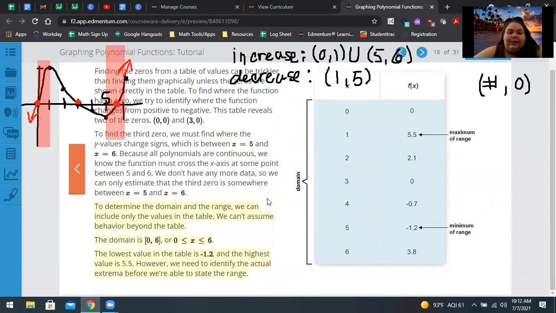So they're also going to go ahead and talk about the maximum and minimum range. The lowest point was this one right here, which is at negative 1.2. The highest point is 5.5. So me even drawing these out, I just wanted to know roughly an estimate here. Technically, it does have no extension. We're pretty much blindsided beyond 6, beyond the 0. So we're strictly limited to what we only have on the table.